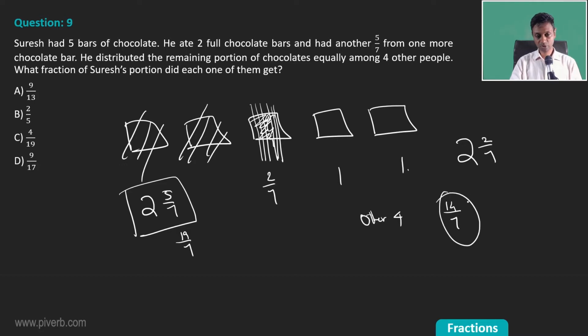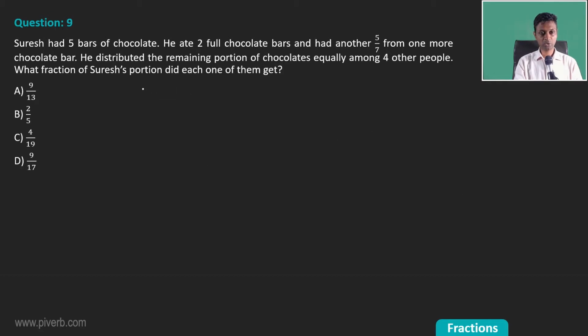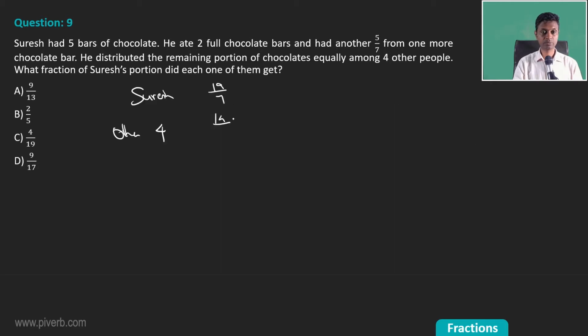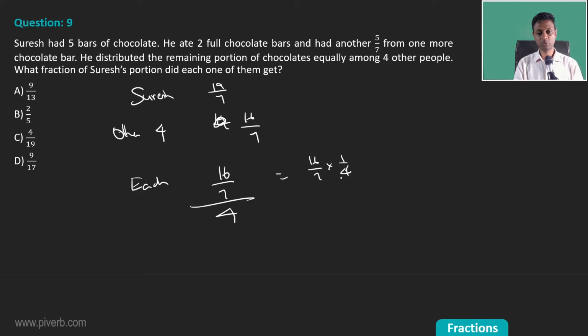Right, so this is interesting. Let's get back to the numbers first. Write them down. Suresh gets 19 by 7. Other 4 get 14 plus 2, 16 by 7. 2 into 7, 14. 14 plus 2, 16 by 7. When 4 of them get 16 by 7 totally, so each one of them will get 16 by 7 by 4, which is 16 by 7 into 1 by 4, which is 4 by 7.